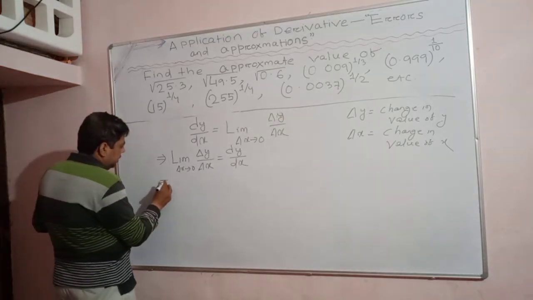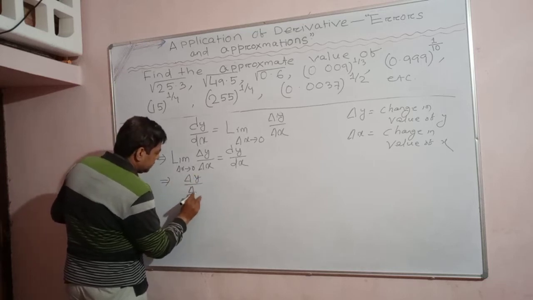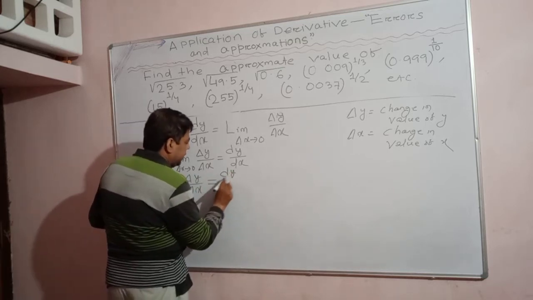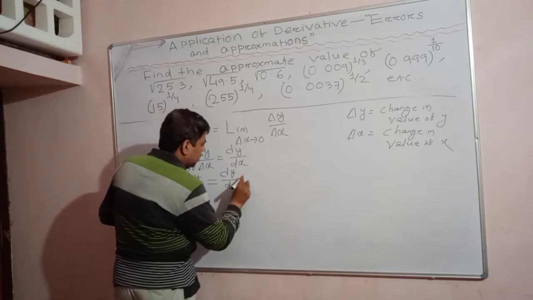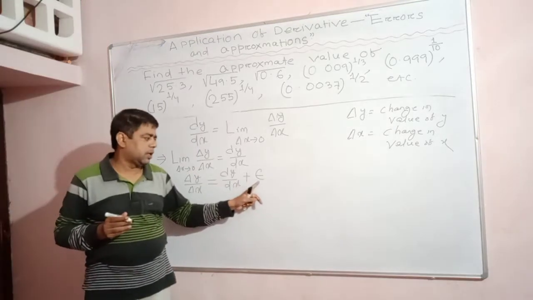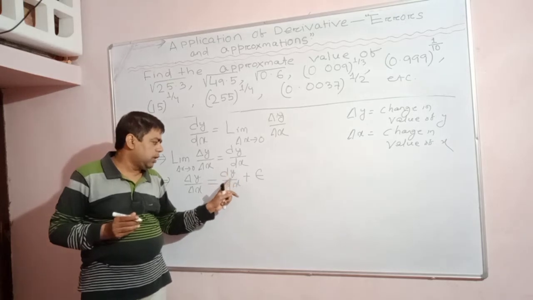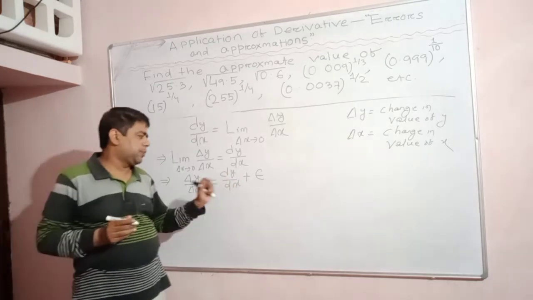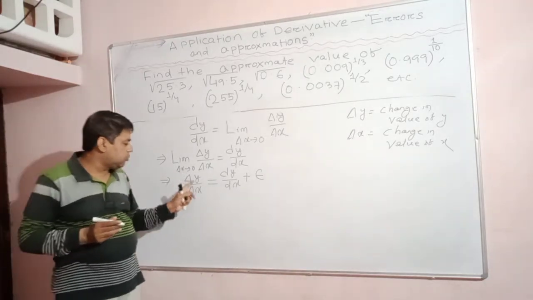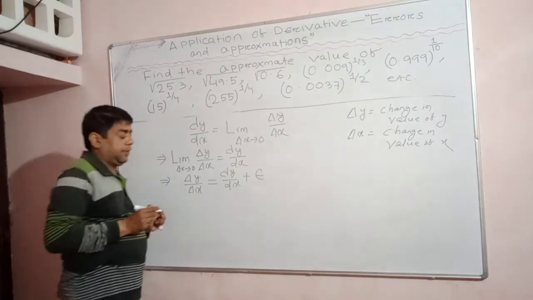Now let's see, we can write del y by del x is approximately equal to dy by dx plus epsilon. So if you add a small positive number, where epsilon is a small positive number, to dy by dx, the derivative of y with respect to x, then we get del y by del x. Let this value del y by del x be equal to dy by dx plus epsilon.